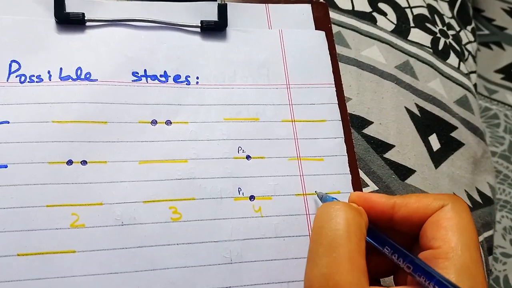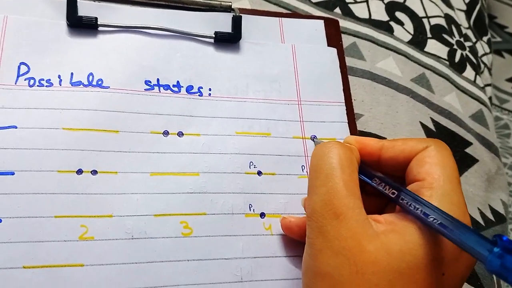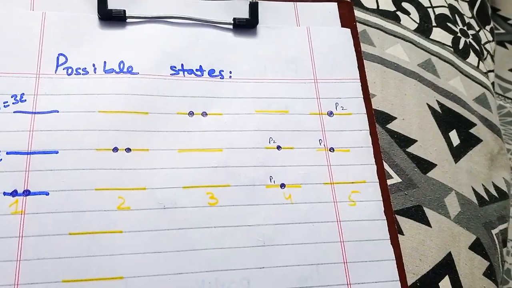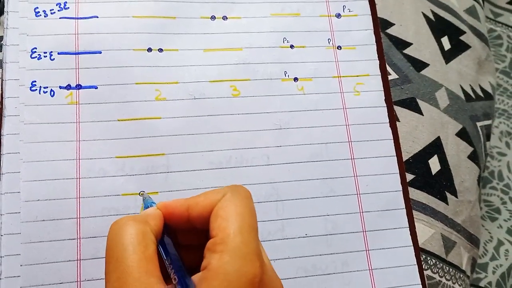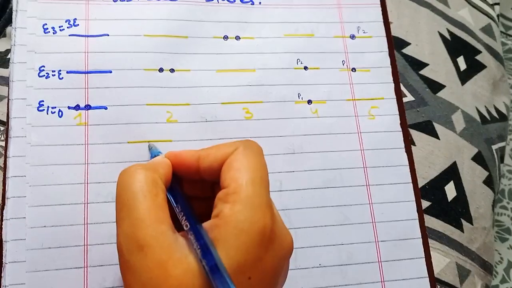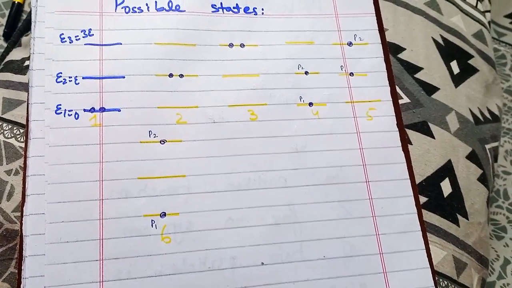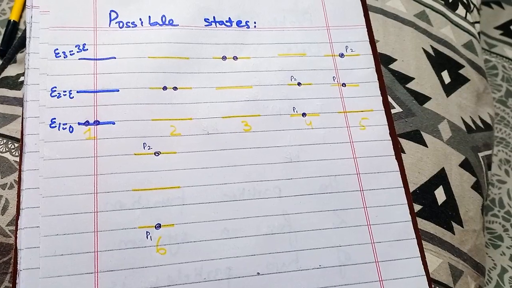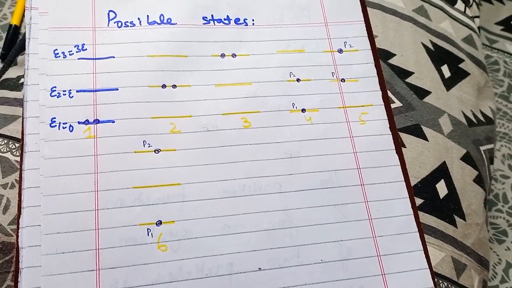Now another combination could be when P1 is here and P2 is here, right above it. And the third combination could be when one of the particles, P1, is here and P2 is at the higher level. Now let me clarify the concept of identical particles and distinguishable particles.